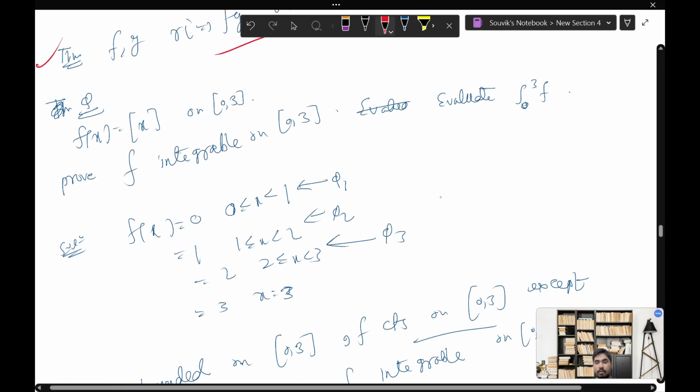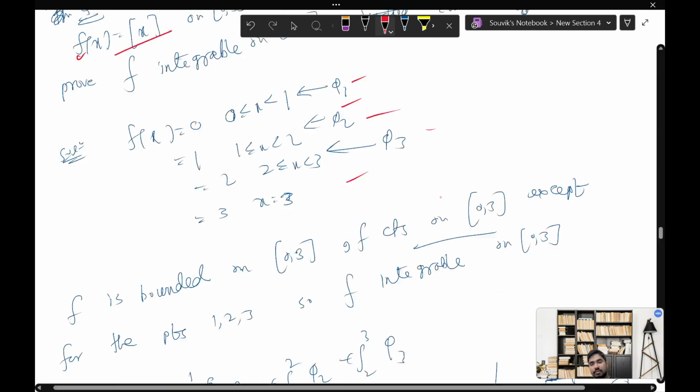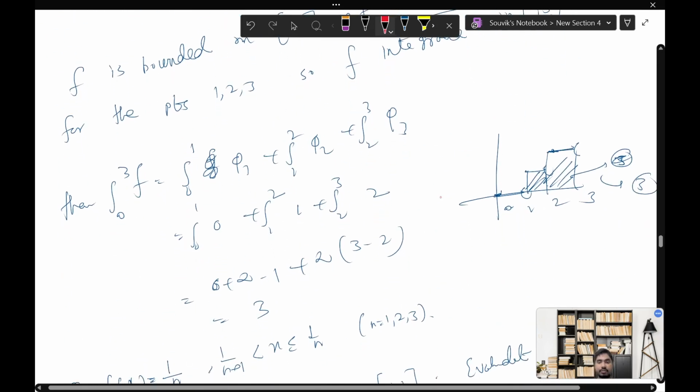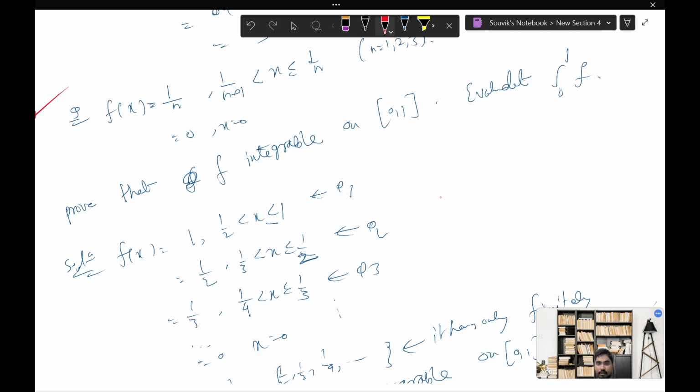So the function f is the box function of x, on the interval 0, 1. We first split the function into intervals, and then we found the integration first in each part, then we summed it up. Then we found the integration of f equal to 1 by n, and evaluated the integral from 0 to 1 of f.